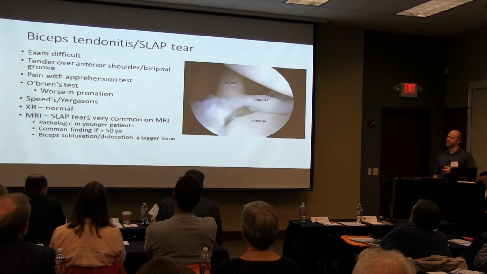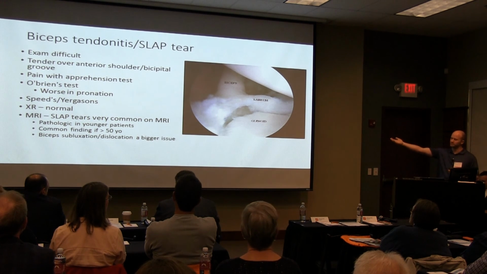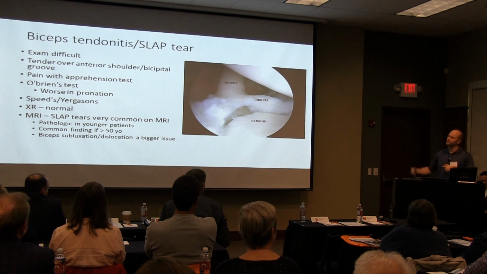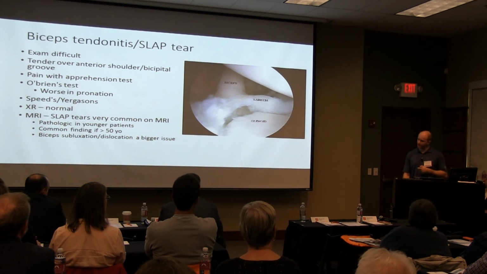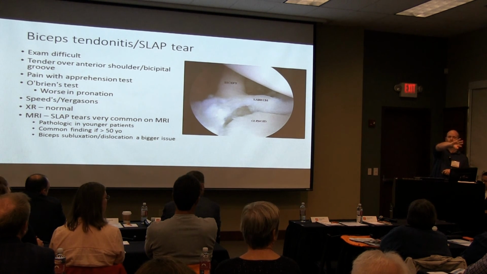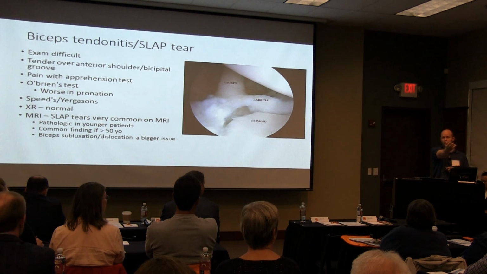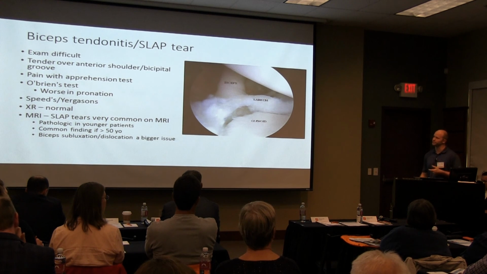It often causes pain with an apprehension test. I would definitely do Speed's and Yergason's test. Speed's is down pressure with the palm up. Yergason's is resisted supination of the forearm. The one I use most, and especially in younger patients, is O'Brien's test. O'Brien's test is forward flexion, pronation first, again resisted force down, and then do it in supination. And a truly positive test is going to hurt more in pronation.